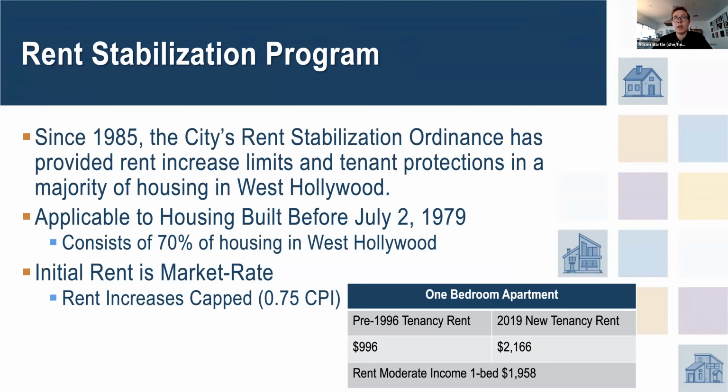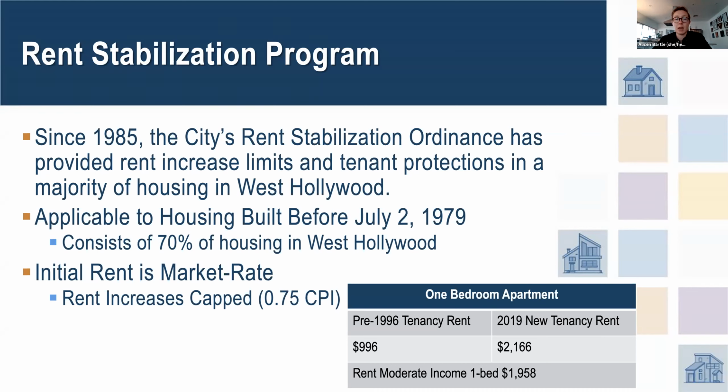So the second thing I wanted to talk about, in addition to creating housing, is that we know we also need to maintain and protect our existing housing. Our rent stabilization program is one of the vanguards in the state and in the country. Since 1985, our rent stabilization ordinance has provided limits on rent increases and protections to tenants that live in West Hollywood. The majority of our buildings are rent stabilized. A rent stabilized building is any building built prior to July 2nd, 1979, and about 70% of the housing stock in West Hollywood falls under our RSO, our rent stabilization ordinance.